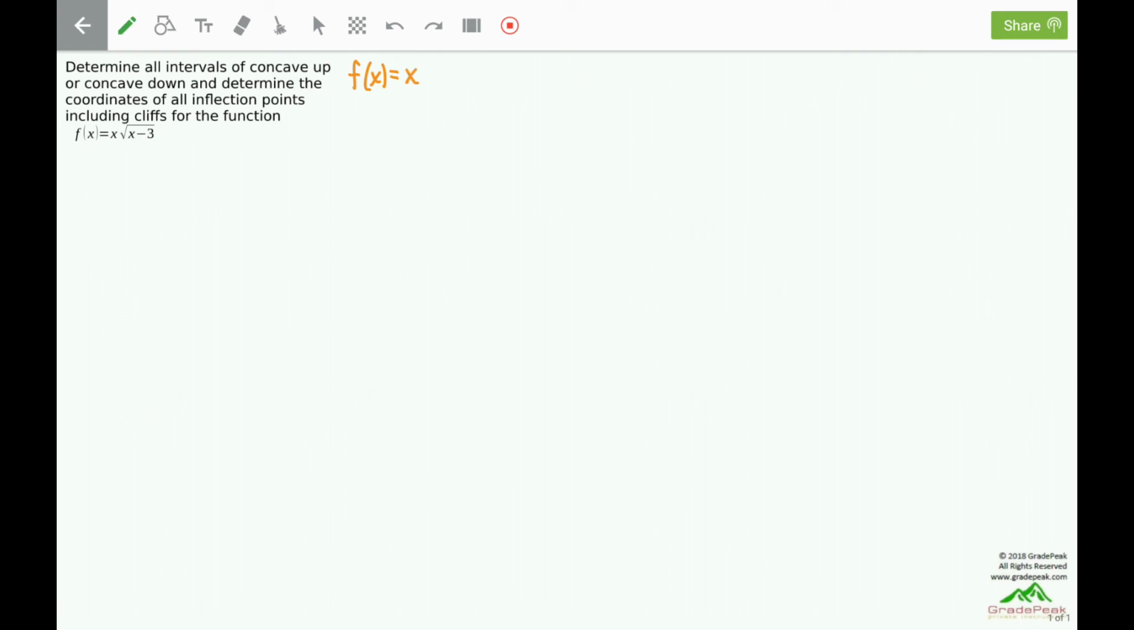f of x equals x, a polynomial term, the domain will be all real numbers, times the square root, an even root, of x minus 3. We can rewrite the square root as a fractional exponent: x minus 3 to the 1/2 power. The denominator of a fractional exponent is the root. It's an even number here, and the domain of an even root is not necessarily all real numbers. The domain requires that what is inside of an even root has to stay greater than or equal to 0.